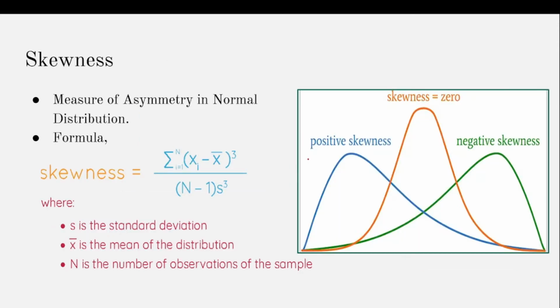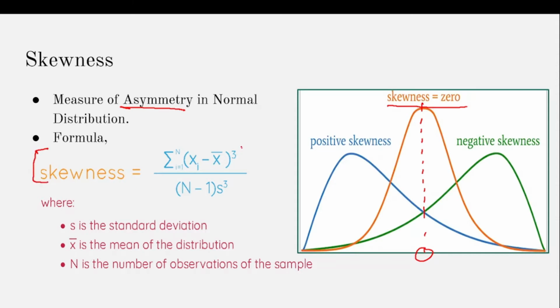Let us see what we mean by skewness. Skewness is a measure of asymmetry in the normal distribution. We know that a normal distribution graph has zero skewness, or we can say that a normal distribution graph is symmetric about the center point. But if the normal distribution graph is asymmetric, in that case, we call our distribution skewed.